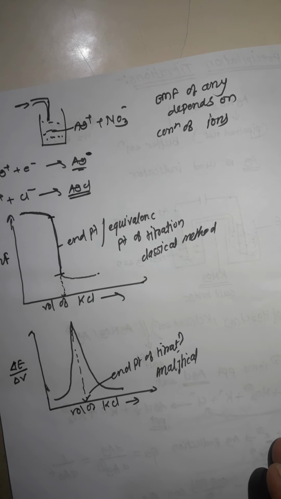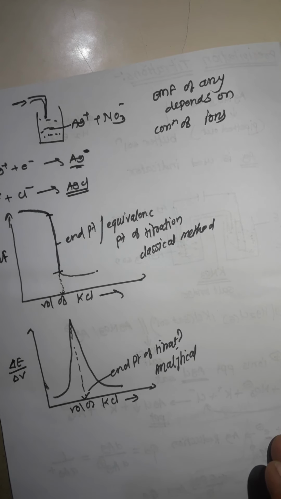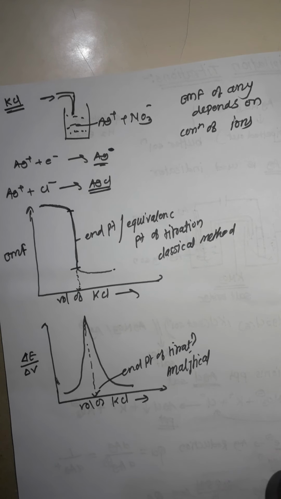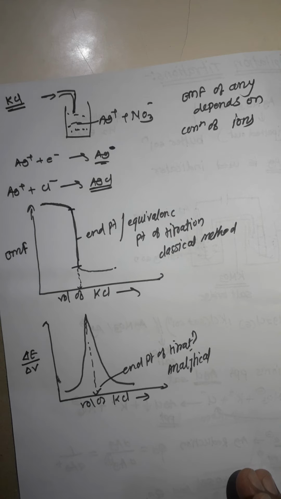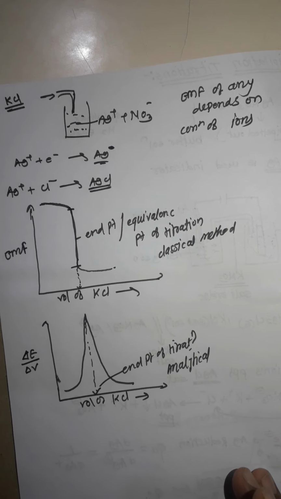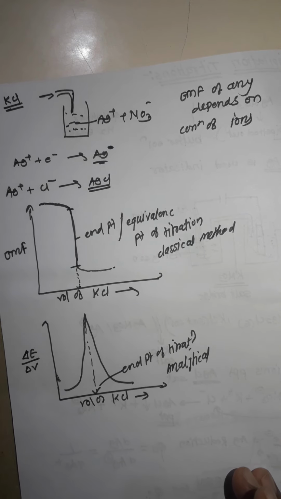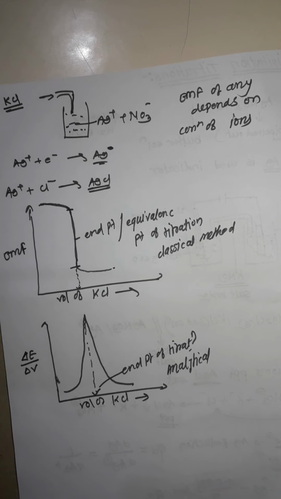This is the precipitation titration. During this titration, silver ions are decreased. Why? Because Ag plus reacts with Cl minus ions to form AgCl. As the Ag plus ions decrease, the EMF of the solution decreases. This is the precipitation titration.